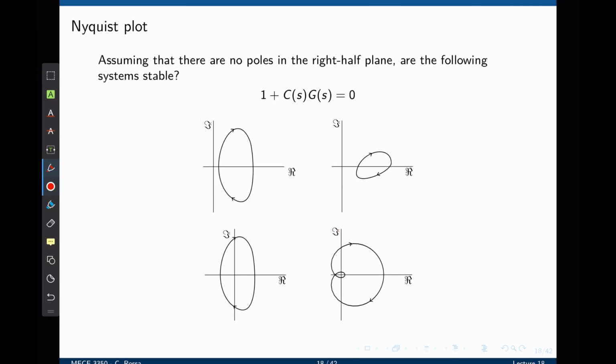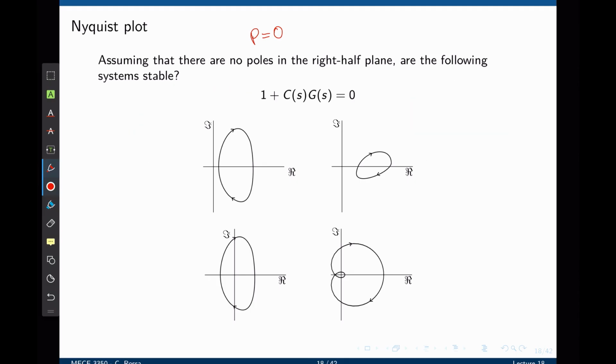Let's do this example. Assuming that there are no poles in the right half plane, so p equals 0, are the following systems stable? So here we have their contour. Let's say we have the function 1 plus c times g. We define the contour at infinity, input these points into this function, got an equivalent contour, and these are the 4 contours we see here.